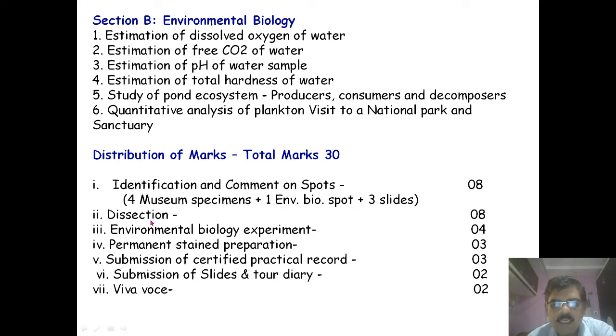Then dissection or anatomical observation will be of 8 marks. Then the environmental biology experiment will be of 4 marks. Then permanent stain preparation is of 3 marks. Then submission of the certified practical record will again be of 3 marks. Then submission of your slides and the tool diary will be of 2 marks, and the viva will be of 2 marks. This is the distribution of your 30 marks of the practicals.